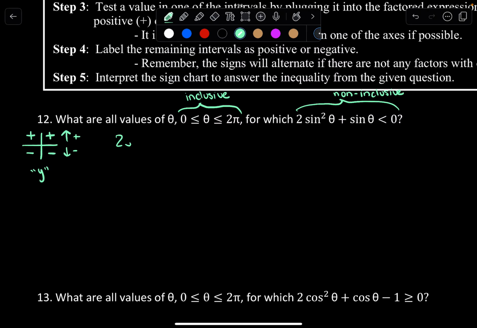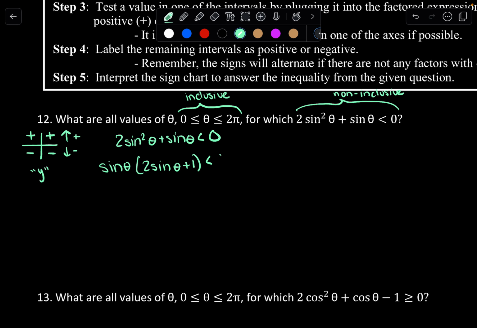So when we start this, we have 2 sine squared theta plus sine theta, and it's less than 0, but I'm going to approach it as if it's an equation. We see that they have a common factor, which is sine. We don't want to divide and lose those solutions, so I'm going to factor that out. If I factor out sine theta, I'm left with 2 sine theta plus 1, which is strictly less than 0.